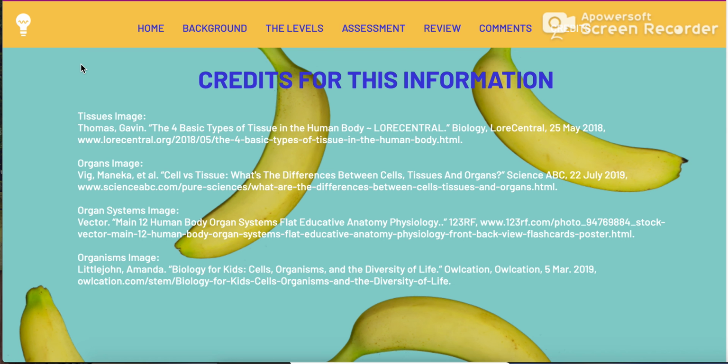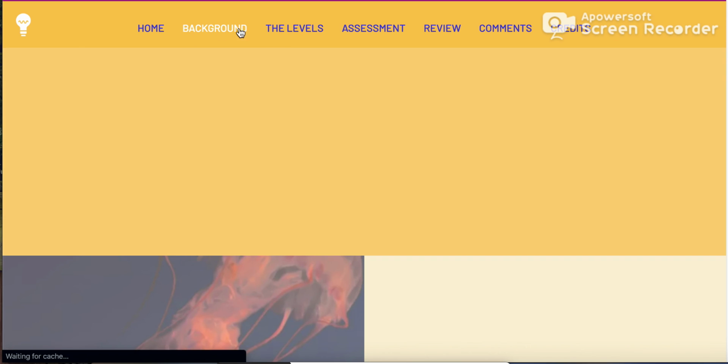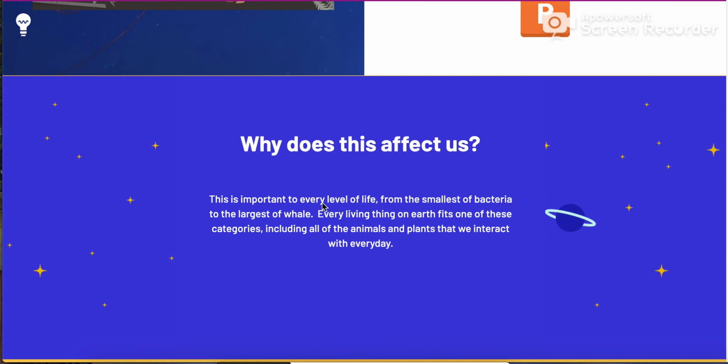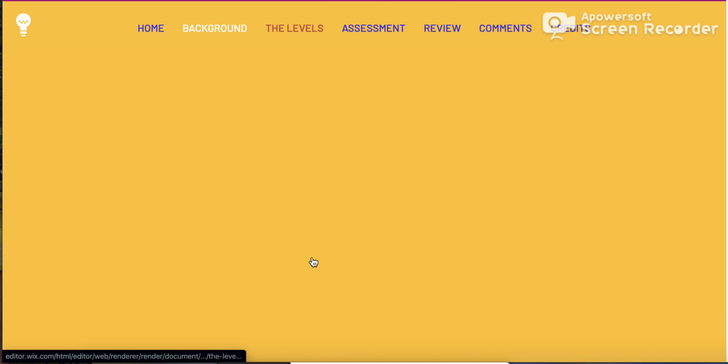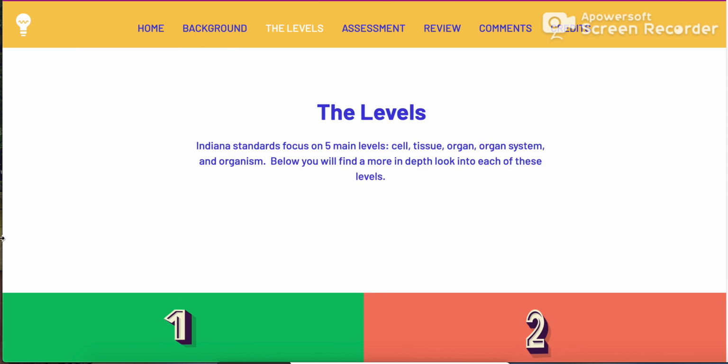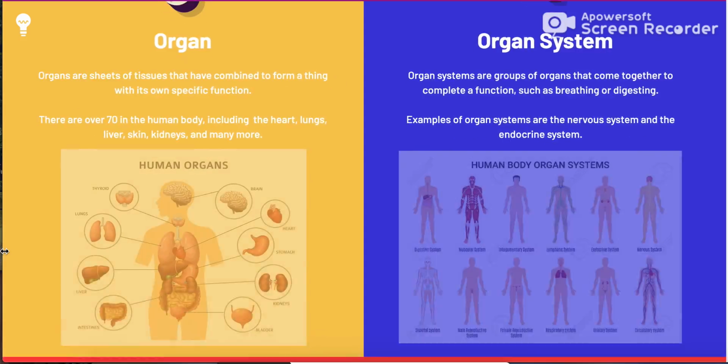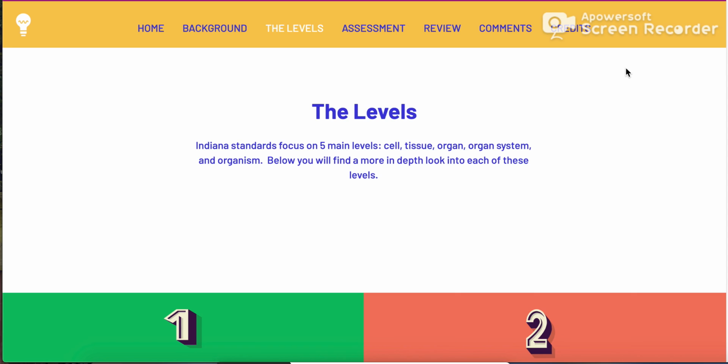This should be effective because I have included a lot of bright colors and a lot of different ways that the material is presented, and I didn't try to add too much material so students can actually understand what they are learning. Thank you.